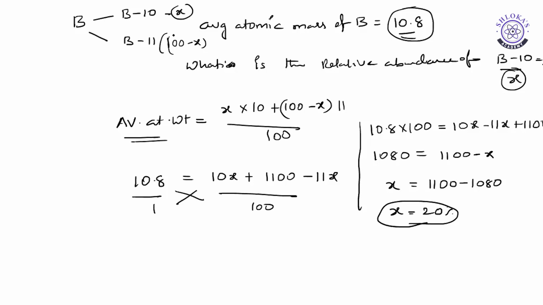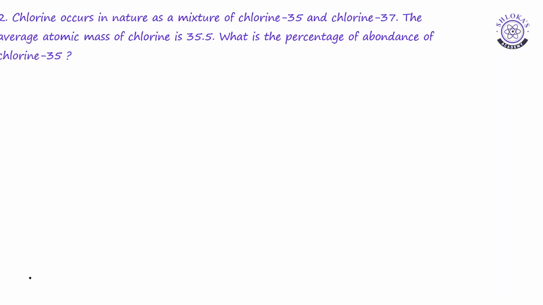Which means the relative abundance of boron 10 is 20%. Then what could be the relative abundance of boron 11? Obviously it is 80%. This is how we can use the second model. Based on this model, I will give one more question. Just look at this question here.